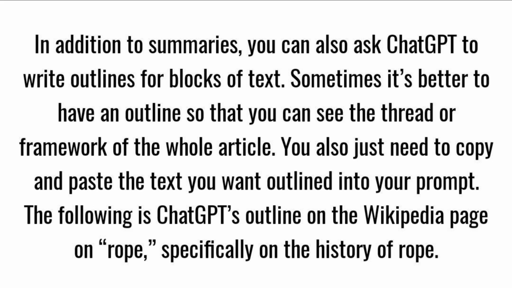In addition to summaries, you can also ask ChatGPT to write outlines for blocks of text. Sometimes it's better to have an outline so that you can see the thread or framework of the whole article. You also just need to copy and paste the text you want outlined into your prompt. The following is ChatGPT's outline on the Wikipedia page on rope, specifically on the history of rope.